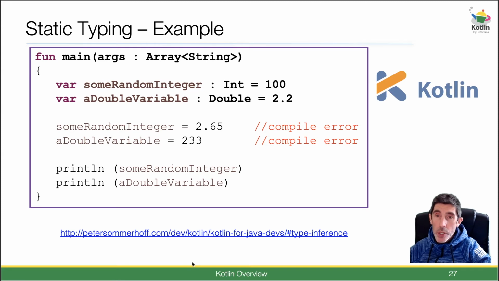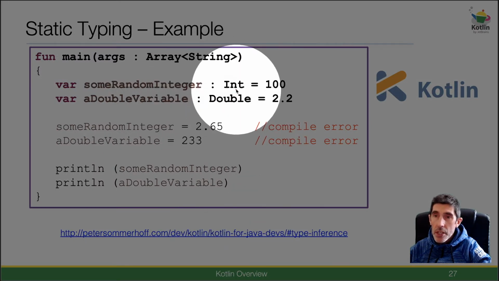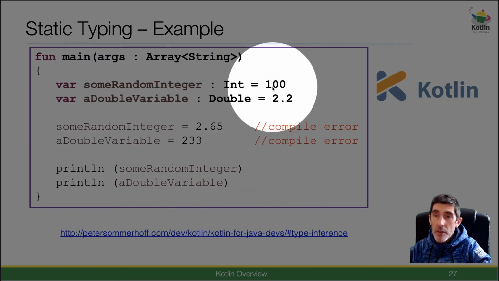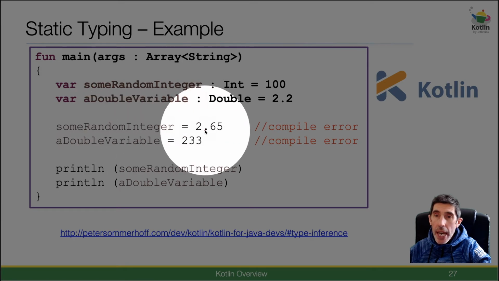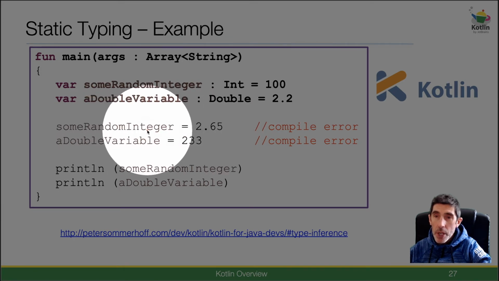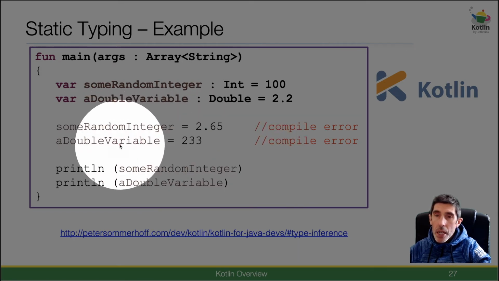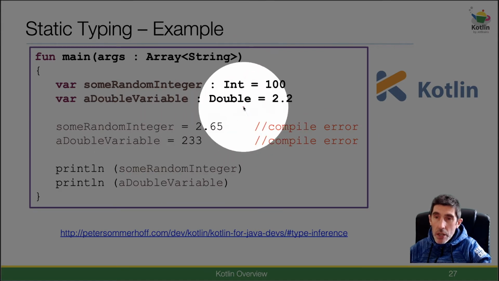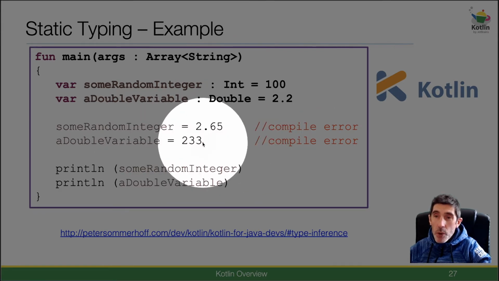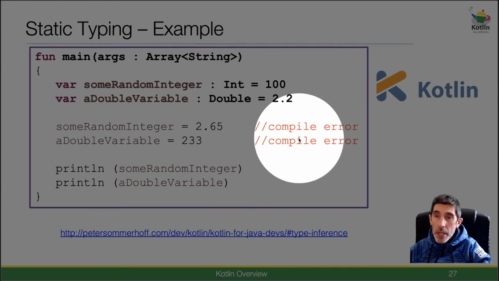Just something else to note here. Once we have assigned it as a type Int and given it a value, you cannot then go ahead and give it a different value. Likewise with our double, which was declared as a double, if we try to assign it an integer, that will result in compile time errors.